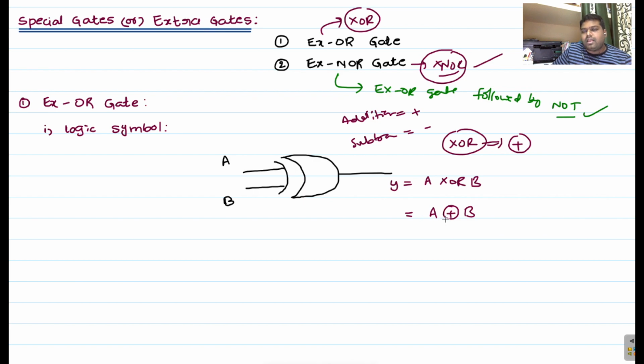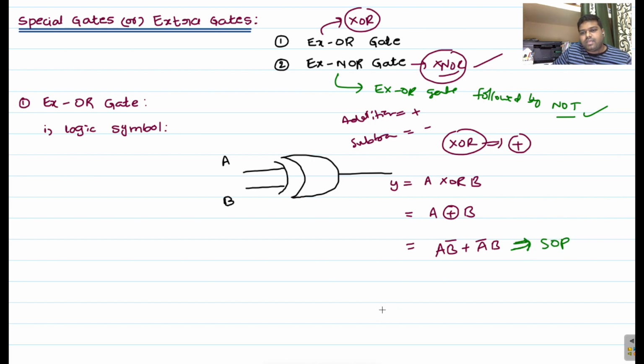If you observe this type of symbol, that means XOR logic, otherwise XOR operation. So A XOR B, otherwise you can write like this also. A XOR B is nothing but A B bar plus A bar B, which is in sum of product nature.